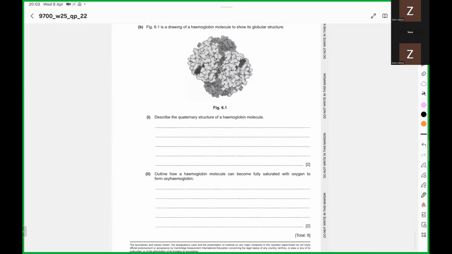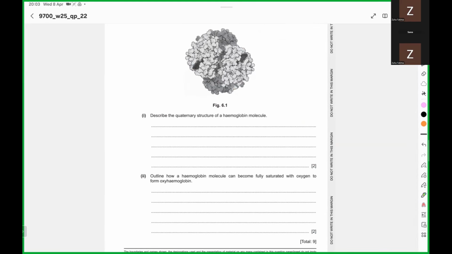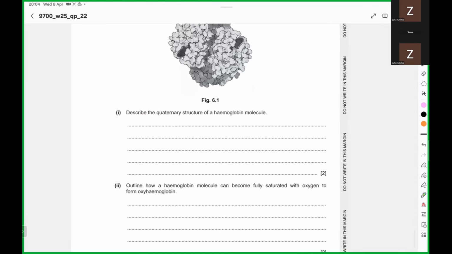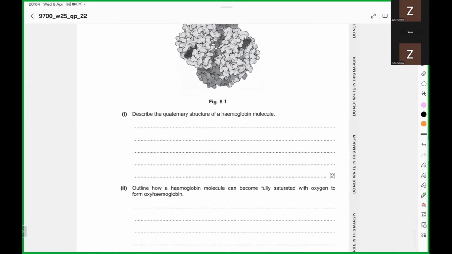Figure 6.1 is a drawing of a hemoglobin molecule to show its globular structure. Describe the quaternary structure of a hemoglobin molecule. तो हमारे पास quaternary structure में क्या होता है जब भी two or more than two polypeptide chains associate via hydrogen bonding, hydrophobic interactions, ionic bonding और disulfide bonds, तो हमारे पास quaternary structure form होता है. हमारे पास hemoglobin की quaternary structure में we have four polypeptide chains, two alpha chains and two beta chains, which associate via these four bonds to form the quaternary structure.